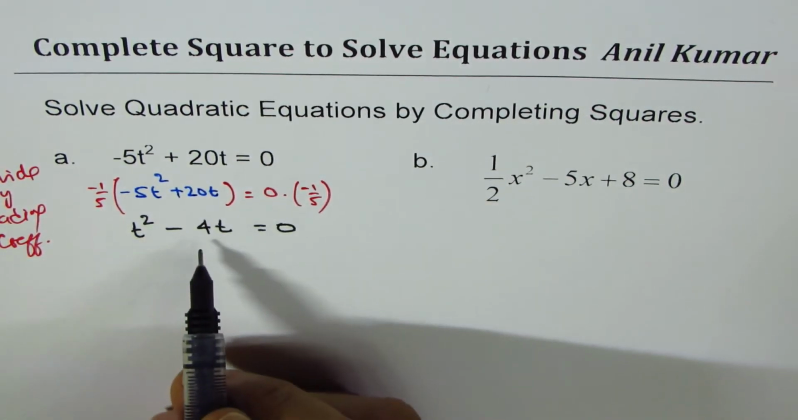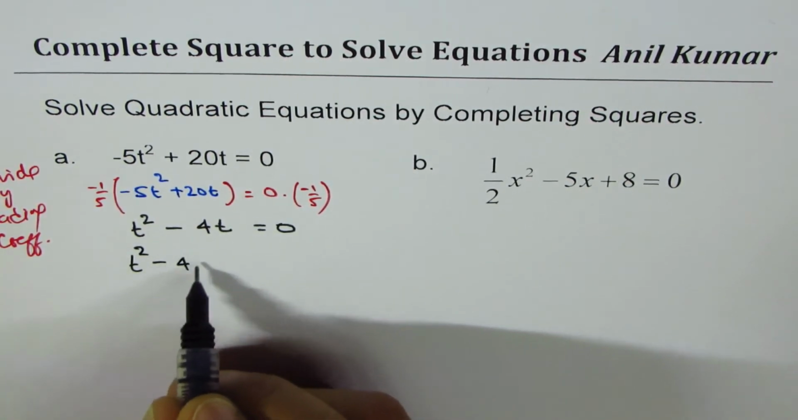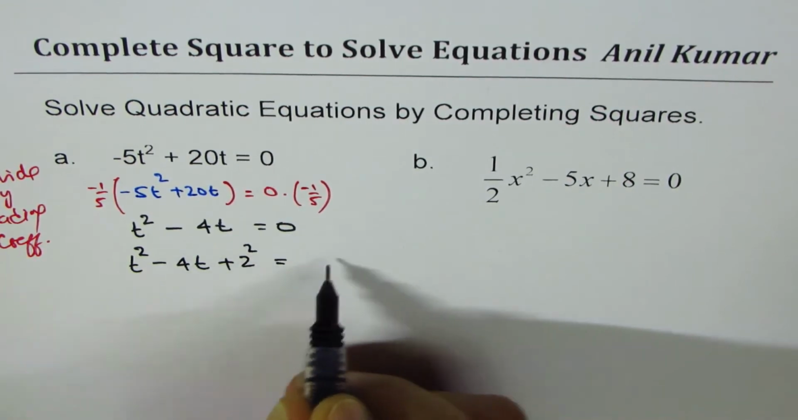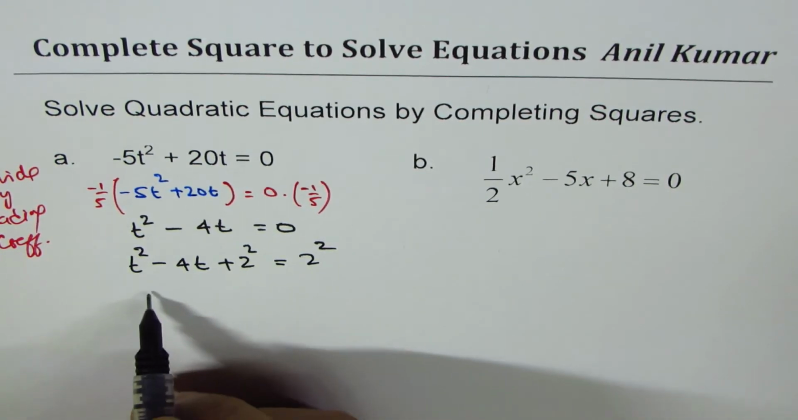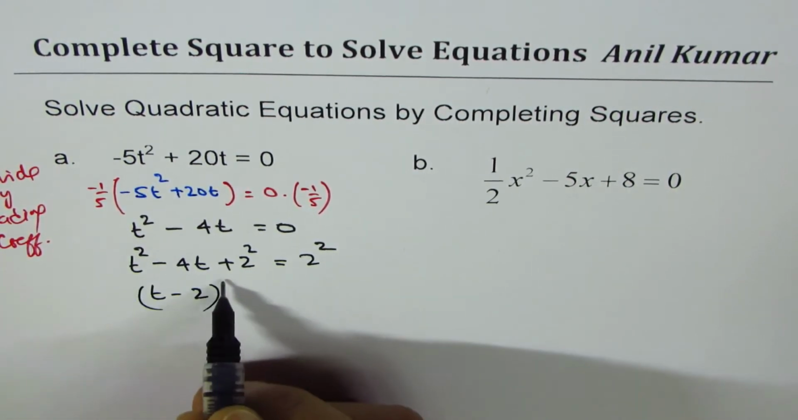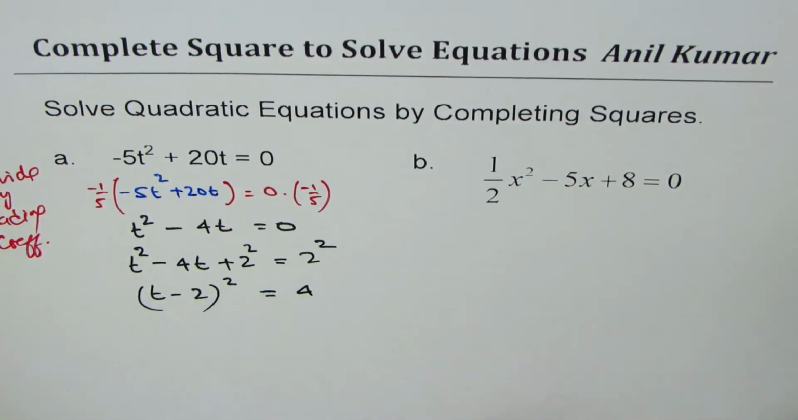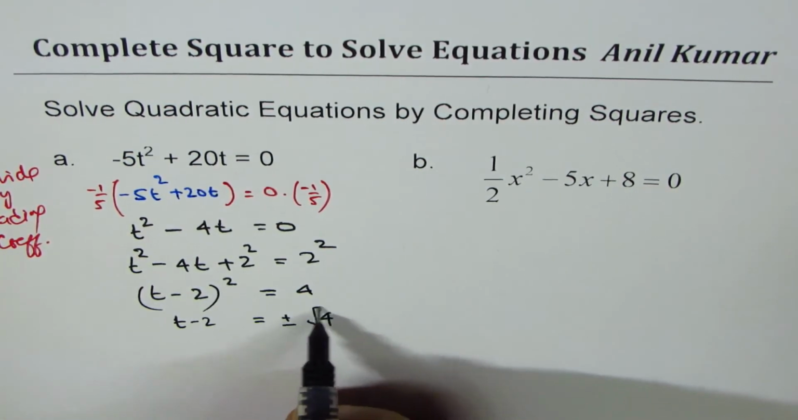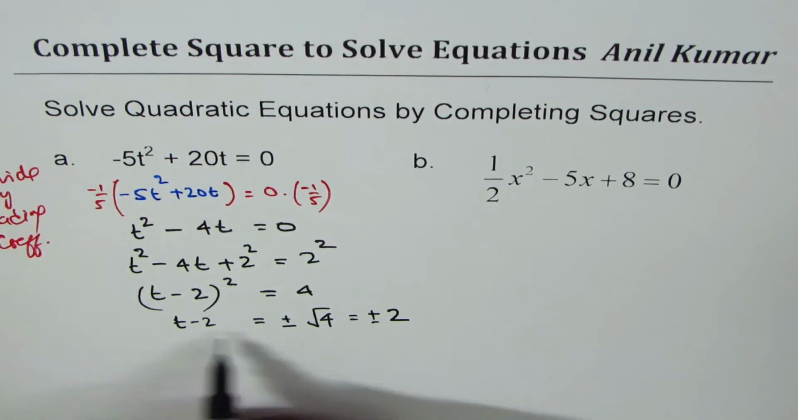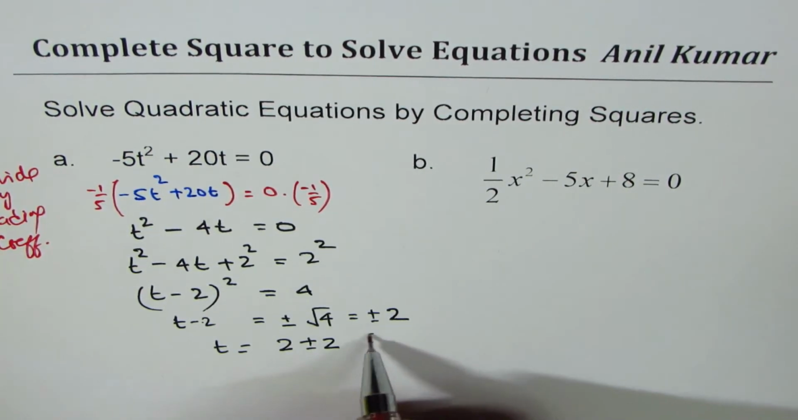Correct? Now the second step: half of 4 is 2. So we take t squared minus 4t and add 2 squared to both sides. Perfect. This trinomial makes a perfect square, which will be (t minus 2) whole squared, and 2 squared is 4. Now we square root both sides. So we get t minus 2 equals plus or minus, don't forget this part, plus or minus 2. So that gives you t equal to, taking 2 to the right side, 2 plus or minus 2. And that is two answers.